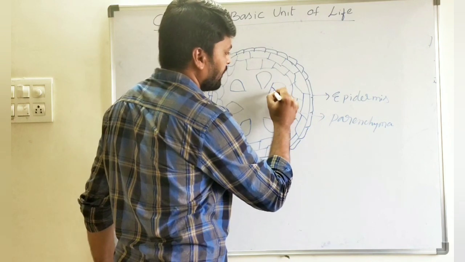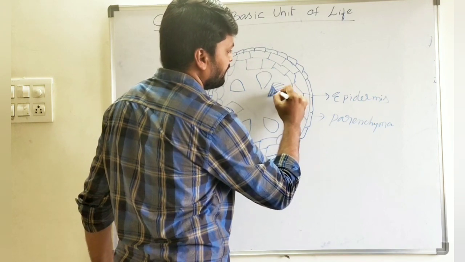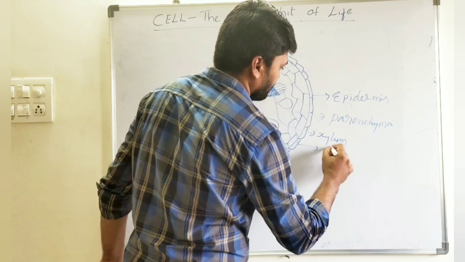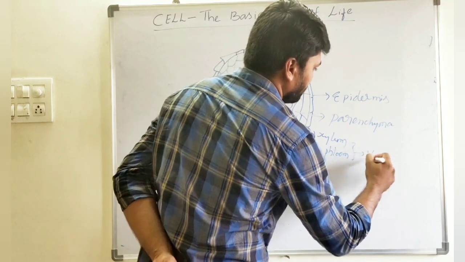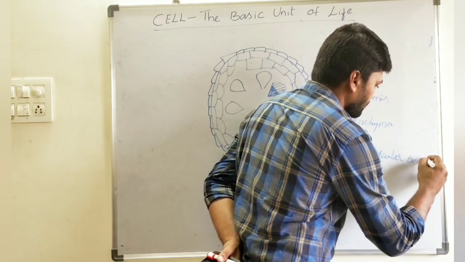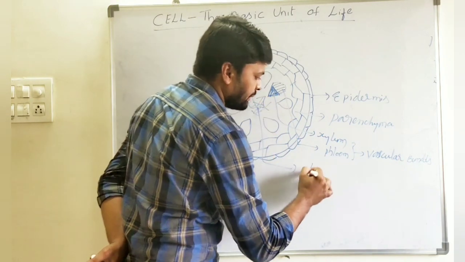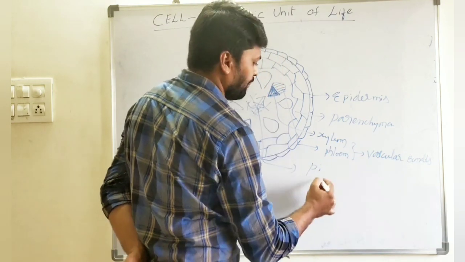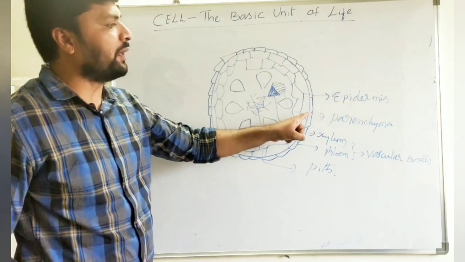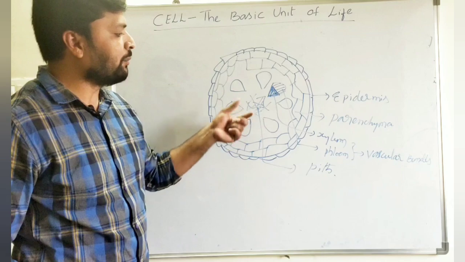Vascular bundles include xylem and phloem. Xylem and phloem together are called vascular bundles. The middle space we call the pith, where the remaining part of the food is stored. So the outermost layer is the epidermis. Below the epidermis we find parenchymal cells, and inner to the parenchymal cells we find xylem and phloem together called vascular bundles, and innermost we find the pith.